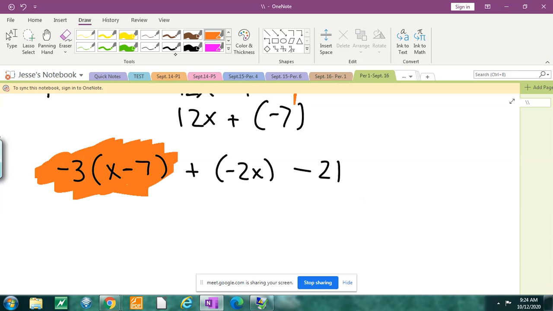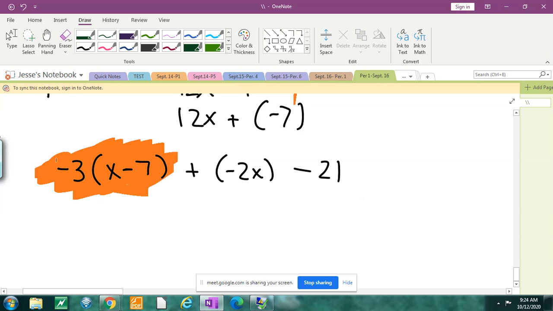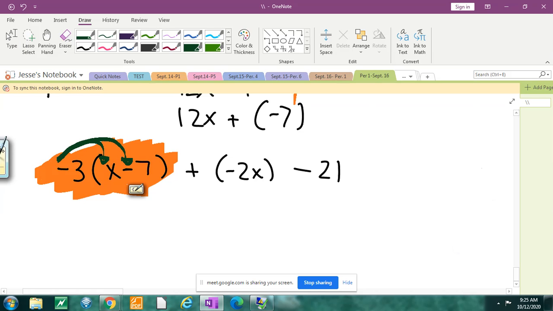Now, some of you guys like to do the arrow, which is fine. Just be careful with the arrow. Some of you guys might do this, and that's fine, but make sure you point it to the sign, okay? So now let's go ahead and multiply. Negative 3 times x is what? Negative 3x, okay? So negative times the negative is positive, and 3 times 7 is 21, okay?